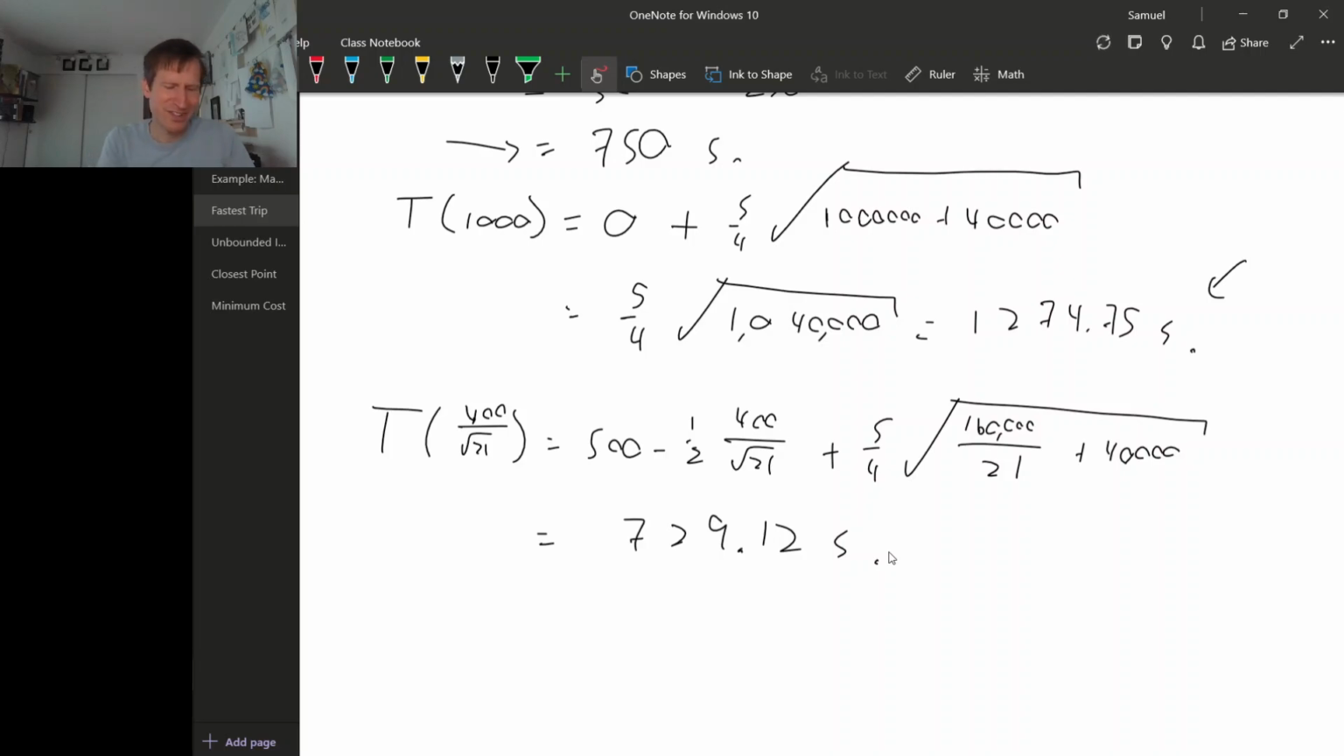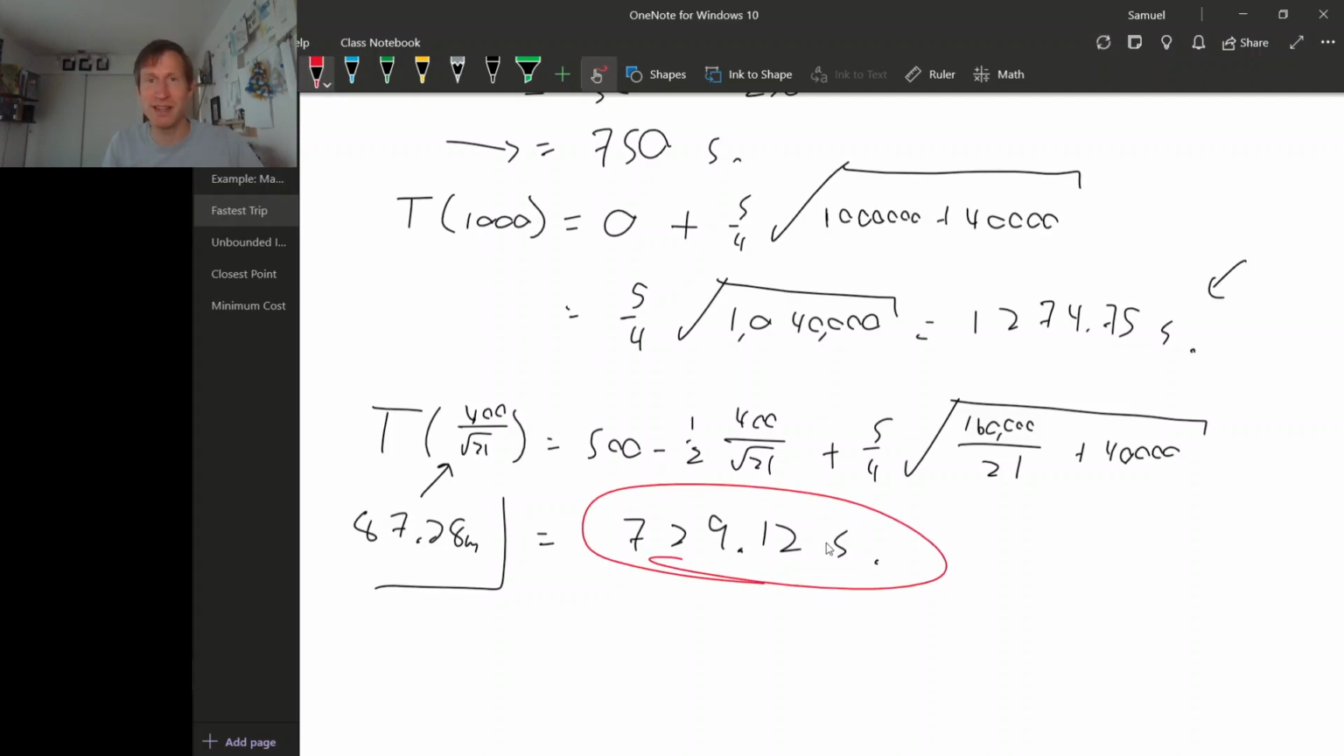So just for the record, maybe we should figure out this 400 divided by the square root of 21. What is that approximately? This is about 87.28, and that's meters because that's an x value. Okay, so looking at these values, we were trying to minimize time, and here's our minimum value for time, right? The other possibilities, these endpoints, were much bigger than that, or somewhat bigger than that in one case.